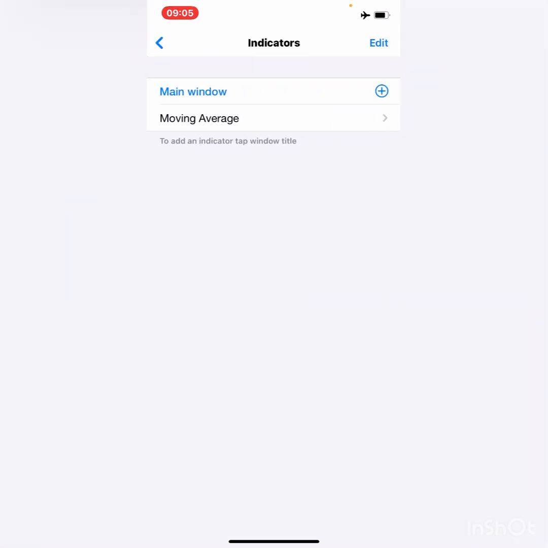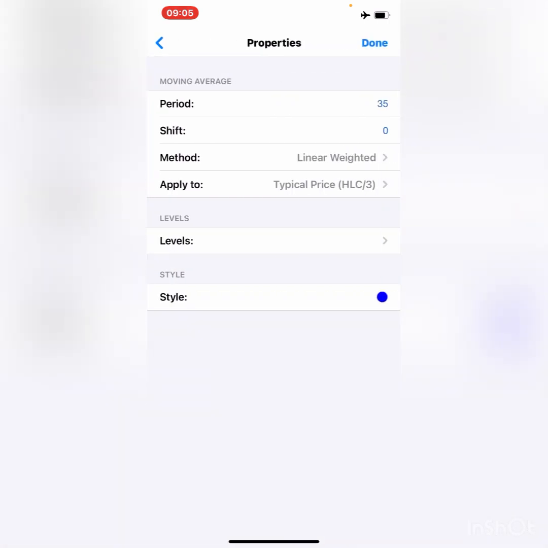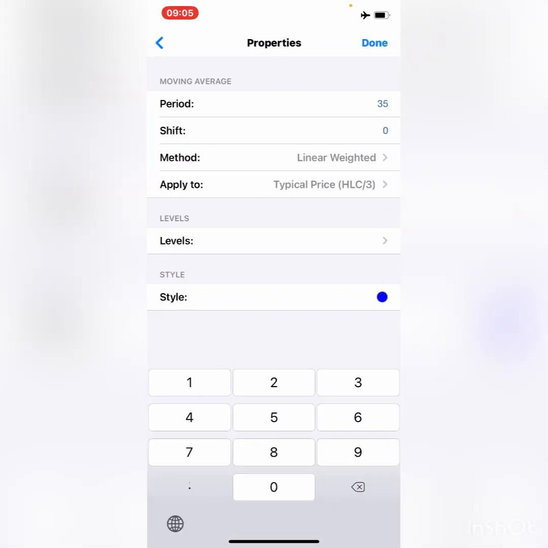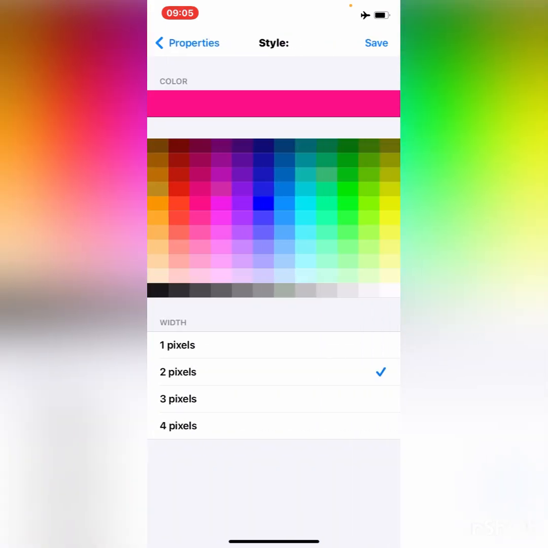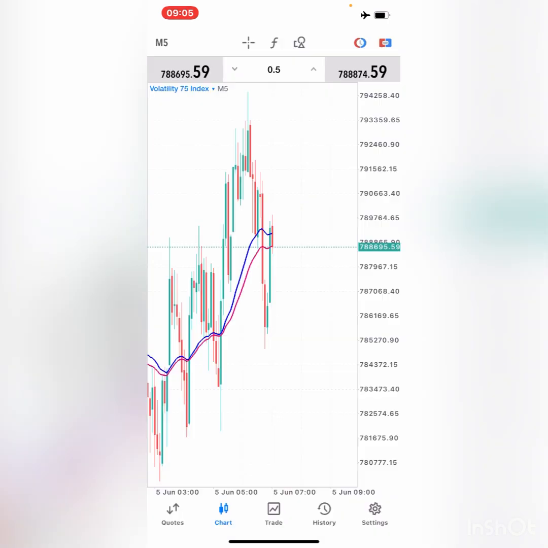The next moving average that I want to install has the following settings. This time we have a period of 45, a shift of 0, method linear weighted, apply to typical price. We're just going to change the color to pink, then click save, then done. And as you can see, we now have a pink line running across our charts too.